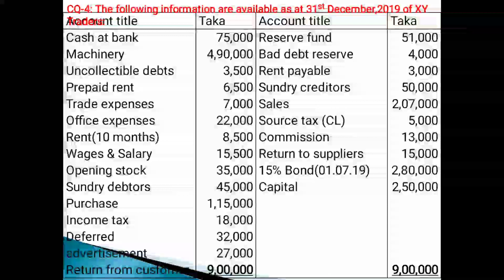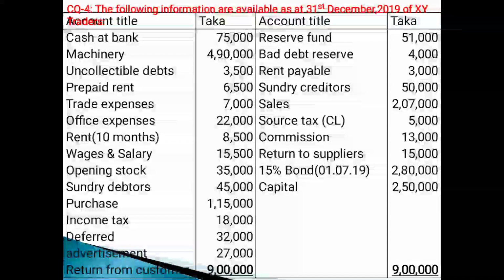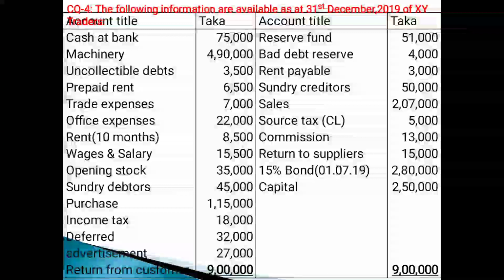Return to supplier, that is purchase return. Purchase return is one kind of contra expense. It is deducted from the total amount of purchase in the cost of goods sold amount. 15% bond: that is a long-term liability, but 15% interest is to be charged for 6 months. That is 1719 bond is taken.